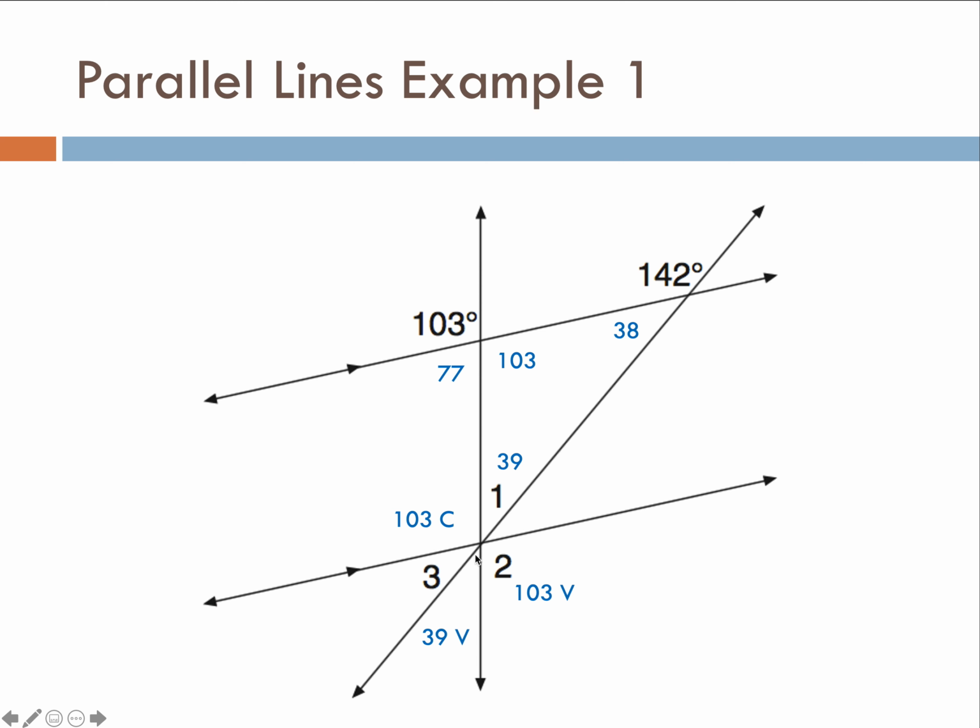This 39 is across the vertex from this 39, so we can say that by vertical angles, this must be 39 as well. And then finally, these two angles have to add up to 77. So if you take 77 minus 39, you get 38 for angle 3.